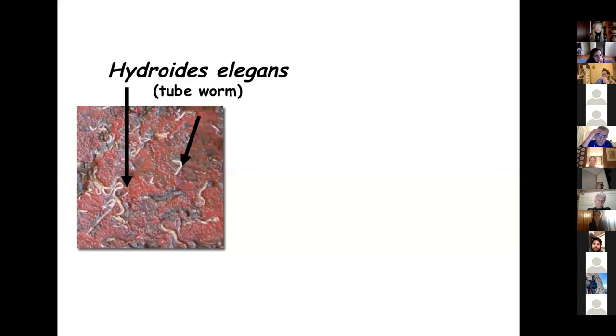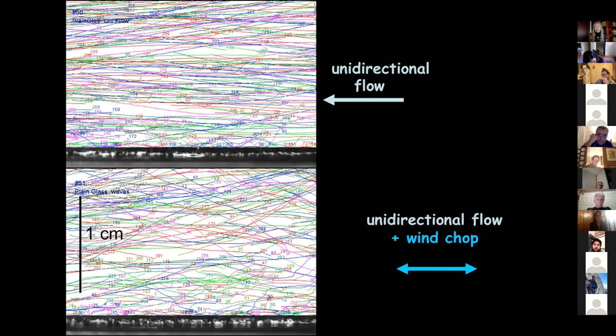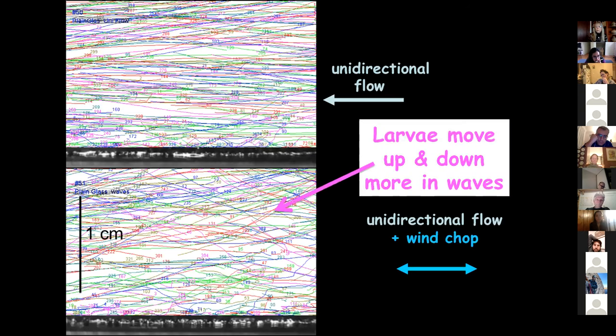And so let's think about these tube worms I've been talking about. This is what the larva looks like. And we can ask, how does its larva behave in flow along a surface like that, where it might want to settle onto the bottom? And here are some trajectories we measured of the larvae. The top is unidirectional flow, and the bottom is unidirectional flow with the waves superimposed. And you can see that those waves are important, and they make the larvae move up and down and sample more water than if it were without the waves.